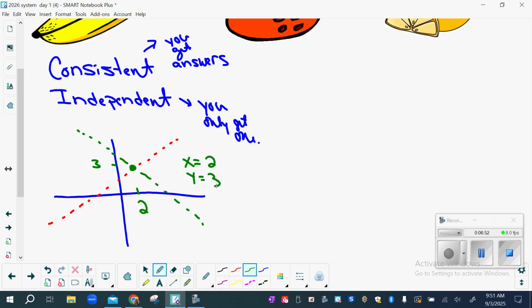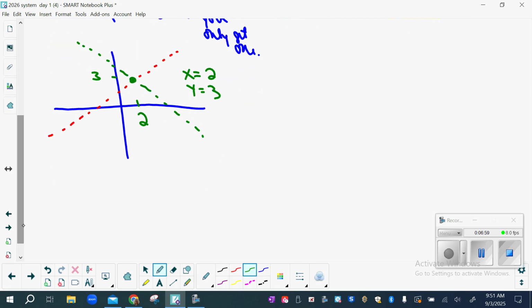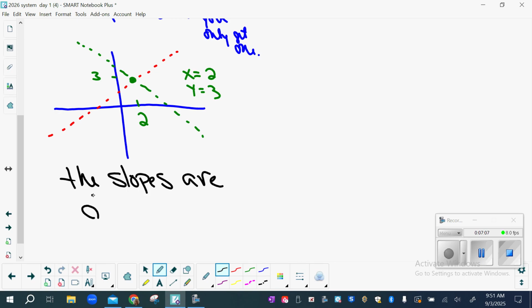And how do you know if two lines are consistent and independent? Here's the key feature that you want to write down, and this is what's important here. The slopes are different. And you can say it like this: m is not the same as m.